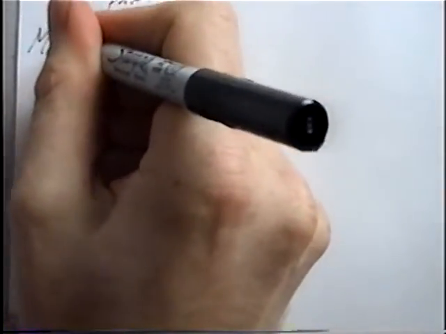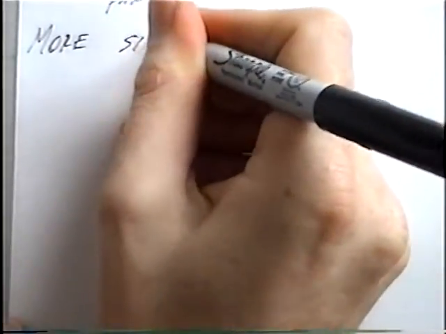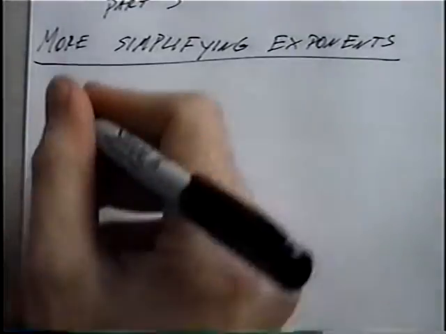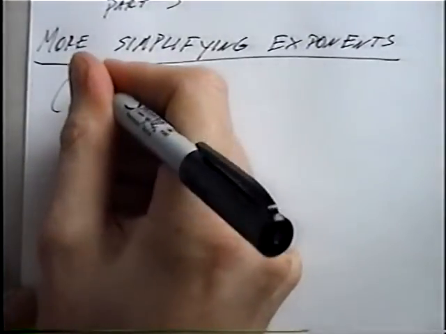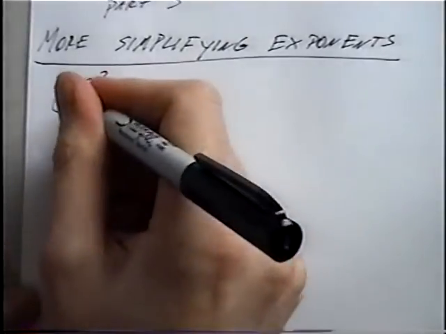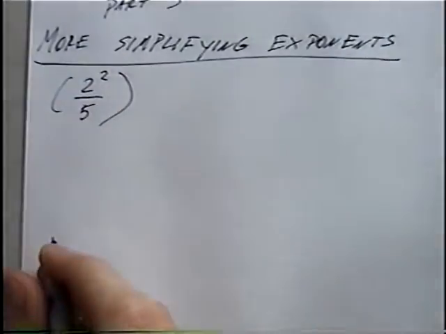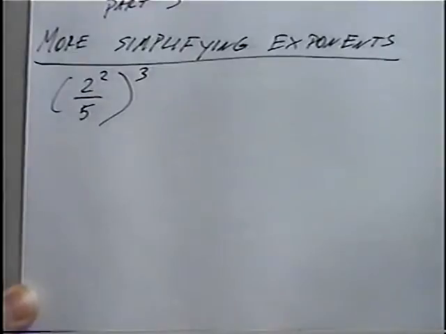The title for the first section of notes today is More Simplifying Exponents. The first problem: inside parentheses, 2 to the second power divided by 5, close parentheses, to the third power.